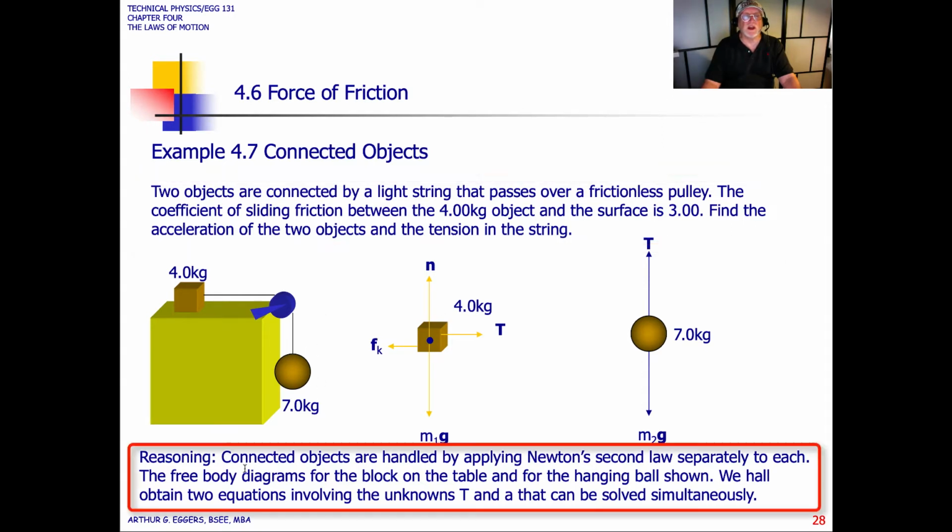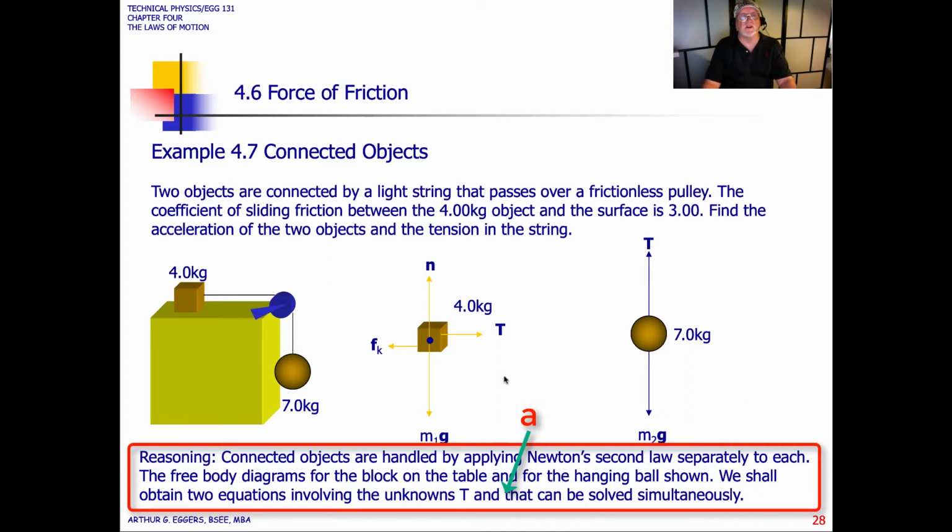So the reasoning here is that connected objects are handled by applying Newton's second law separately to each. The free body diagrams for the block on the table and for the hanging ball are shown. We shall obtain two equations involving the unknown tension, and that can be solved simultaneously.